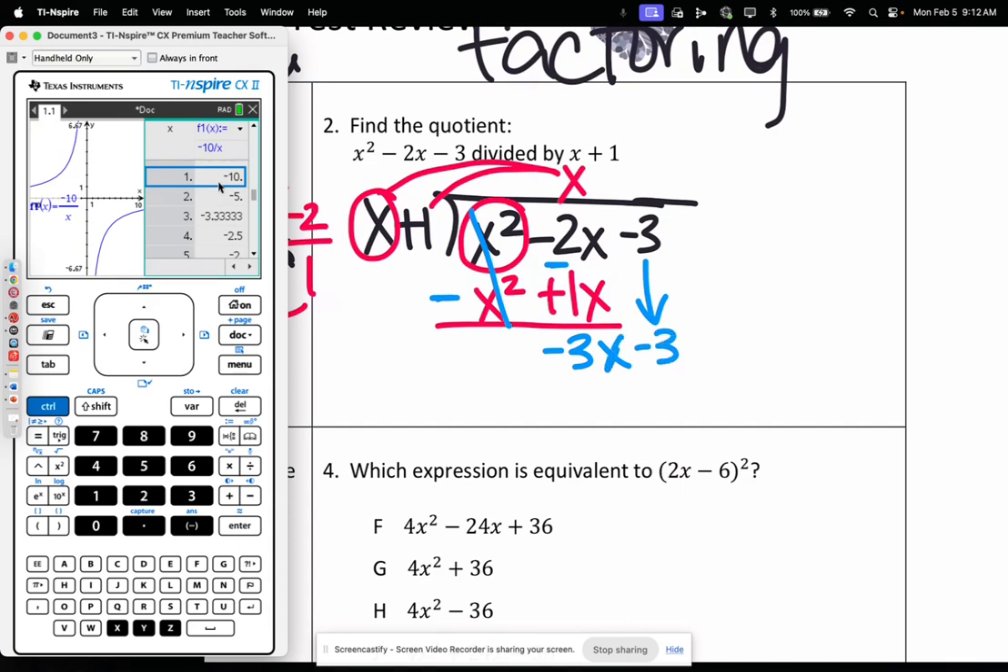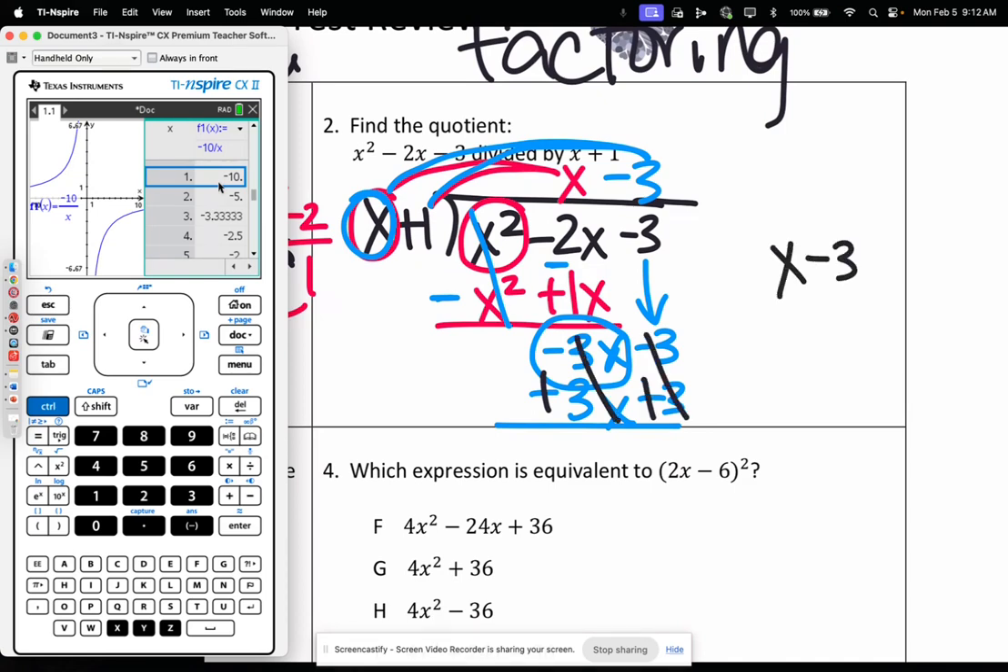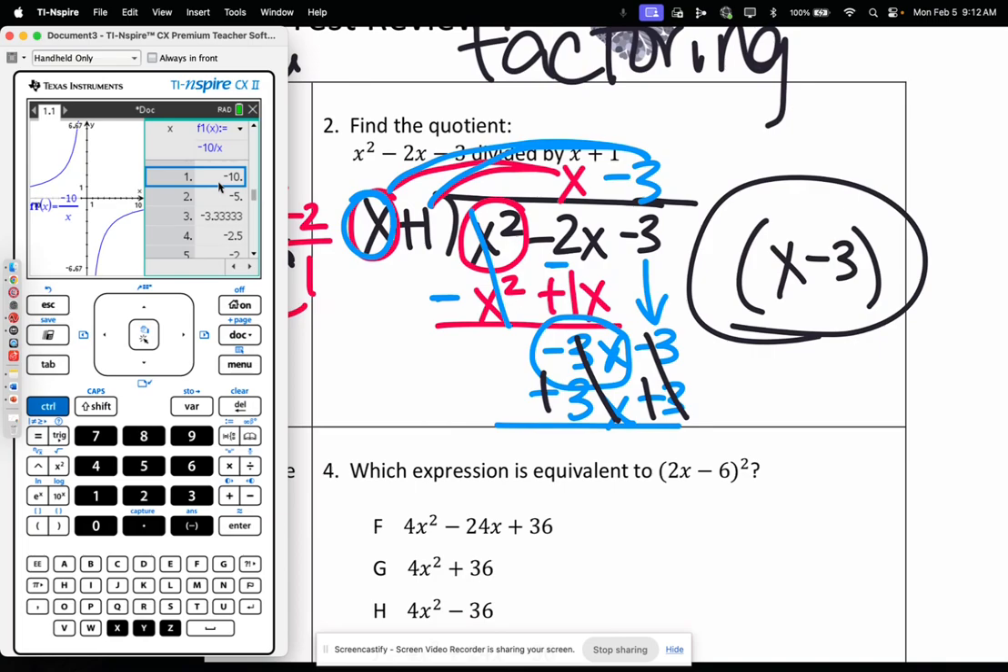Bring down our -3. So now what times x is -3x? -3. And again, multiplying by both. -3, -3. Change your signs. You get 0. So my quotient is x minus 3.